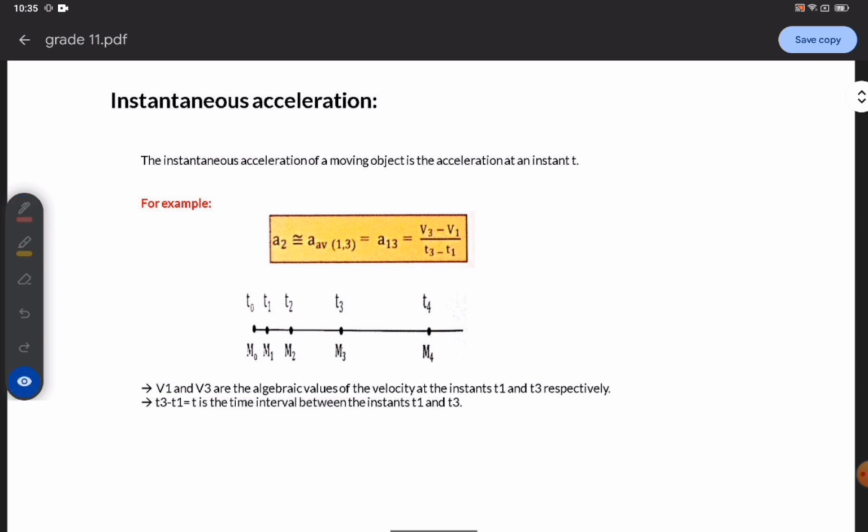v1 and v3 are the algebraic values of the velocity at the instants t1 and t3 respectively. t3 minus t1 equal delta t is the time interval between the instants t1 and t3.